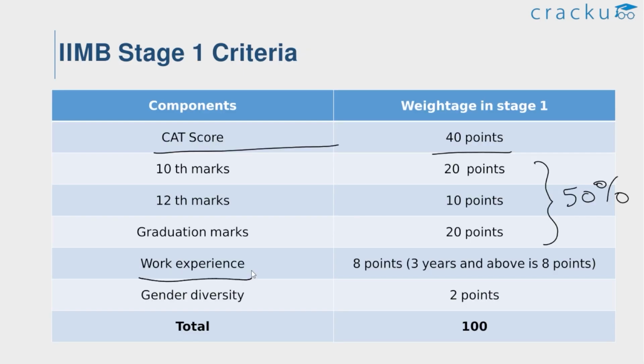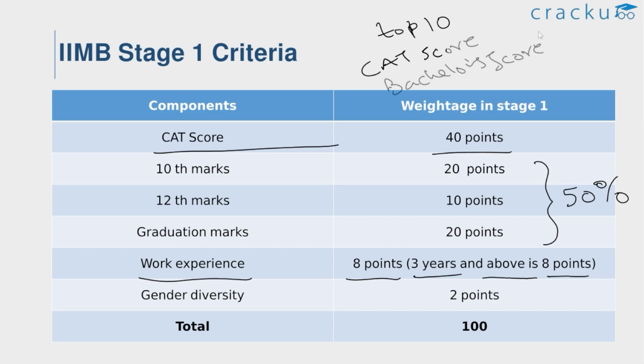Coming to the work experience, this is the weight they allotted for work experience, 8 points. If you have 3 years or above of work experience, then you will get 8 points. Apart from this, the candidates can get a direct interview call if they were in the top 10 in any of the components like CAT score, bachelor score in the streams of commerce, arts and science disciplines, etc. And also professional courses like CA, ICWA and CS.